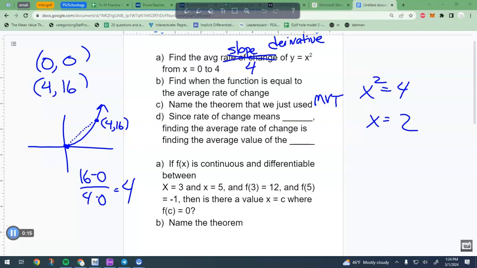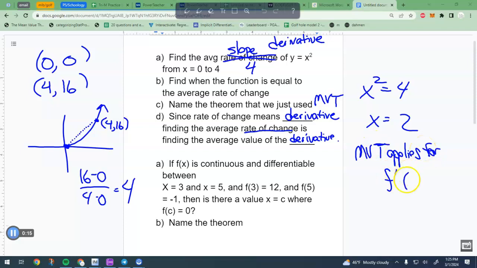So since the rate of change means derivative or slope, I don't really know what the right answer is here. I was just trying to get to this point. Since the rate of change means derivative, finding the average rate of change is finding the average value of the derivative. So the mean value theorem applies to the derivative. The average value is going to apply at the level that we're at.